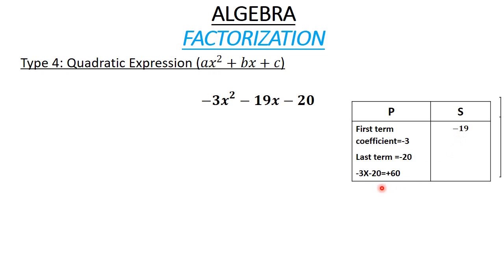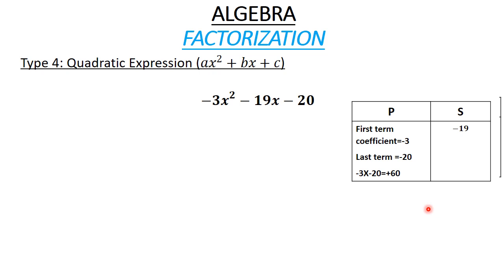For example, if we make 6 negative, 10 plus negative 6 is 10 minus 6, which is equal to 4. If we make both of them negative, negative 10 plus negative 6, just the same as negative 10 minus 6, which is negative 16. So it's not going to give us negative 19. So let's try something else.